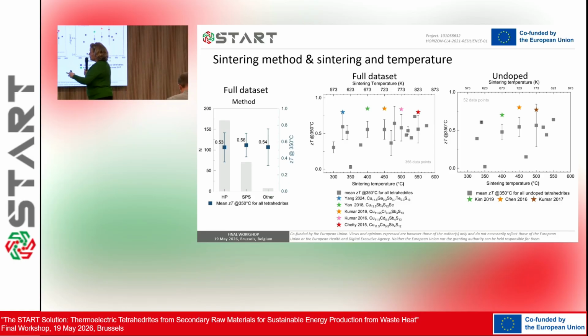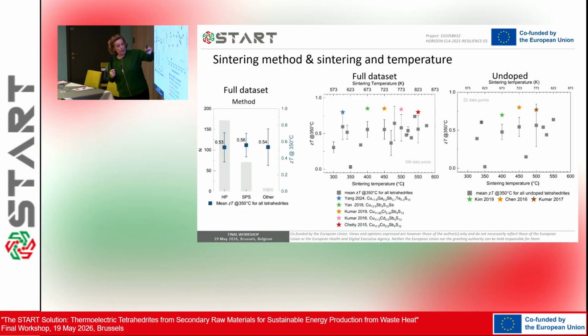But then we tried to see, okay, can we relate the sintering method and the sintering temperature with the performance? And if you see here, this is for all the samples, the ones that were produced by hot press, which is clearly the most used technique, SPS and other techniques. It is very interesting because what you see is that the ZT value, again, no difference between dopants. This is all tetrahedrites. And the ZT is very similar in all of them. So clearly, the processing method isn't important. It results in the same ZT and in the same dispersion.